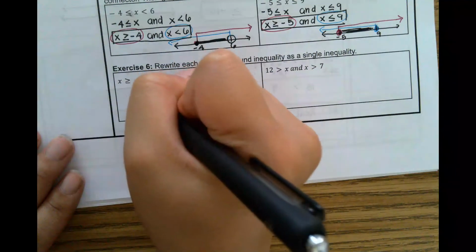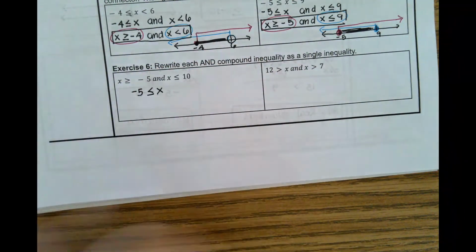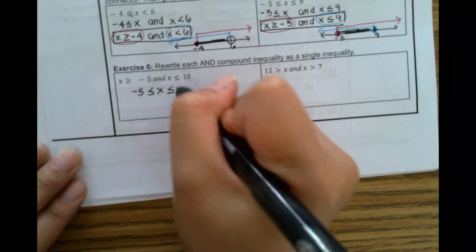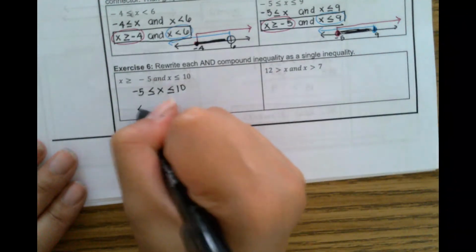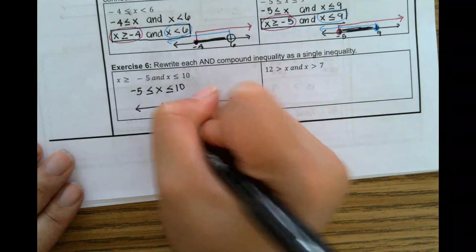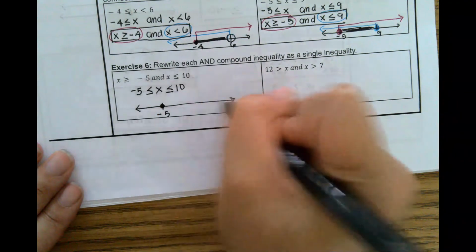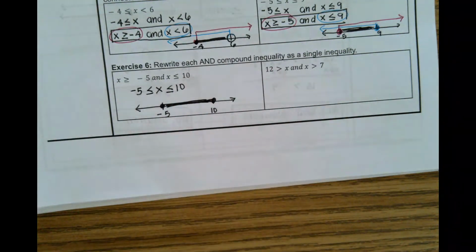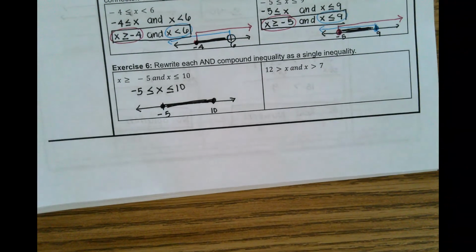Okay? So here on this next step, now we're going to rewrite it. Here x is greater than or equal to negative 5. So that means negative 5 should be less than or equal to x. Right? And then we know that x is also less than or equal to 10. So x is less than or equal to 10. Which means when I graph it, my answer is going to be between negative 5 and 10. Right? And we would see that if I graphed each of these separately, this is where they overlap. Okay? So let's try another one.